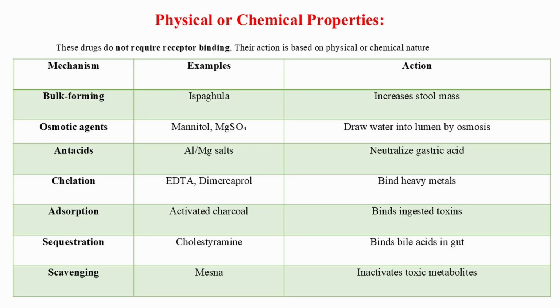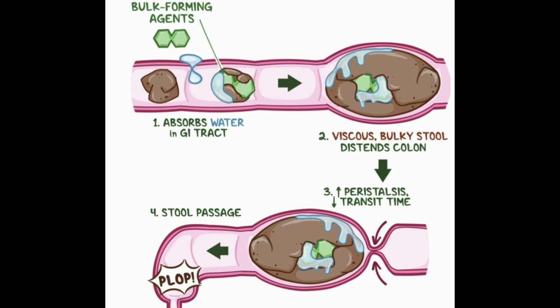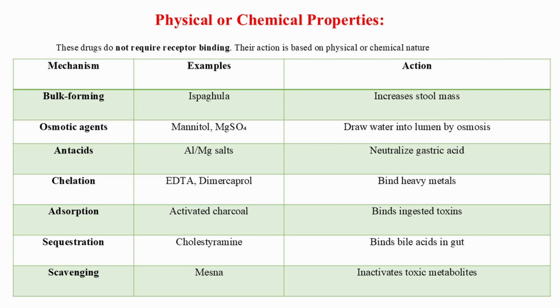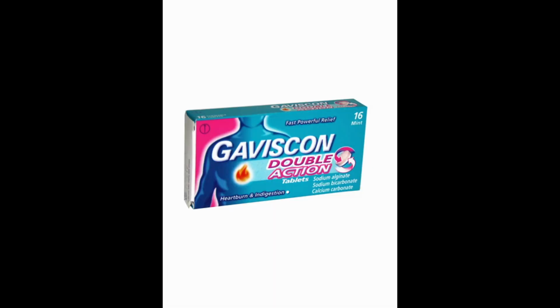First example is bulk laxatives like ispaghula husk. It works by increasing the stool mass. Coming to the next example, osmotic agents like mannitol and magnesium sulfate draw water into the intestine or kidney tubules. And the next example is an antacid, which neutralizes the stomach acid directly. So it's a chemical reaction: acid and base form neutral substances.